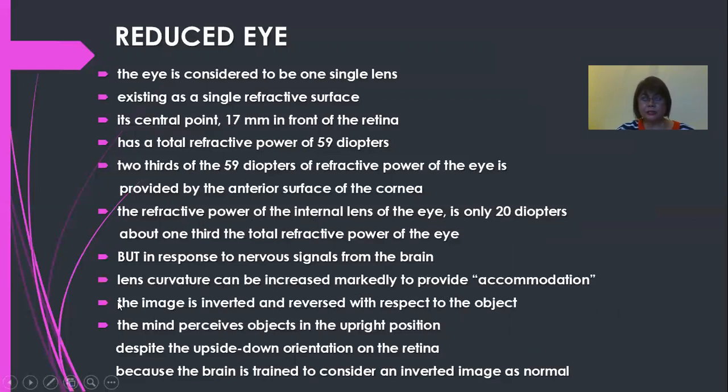When the image is first registered in the retina, it is reversed and inverted, but the mind perceives the objects in the upright position, despite this upside down orientation on the retina, because the brain is trained to consider an inverted image as normal.